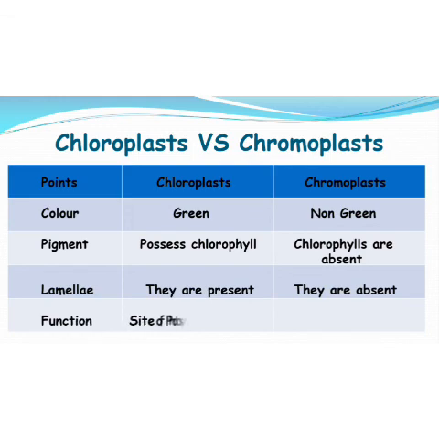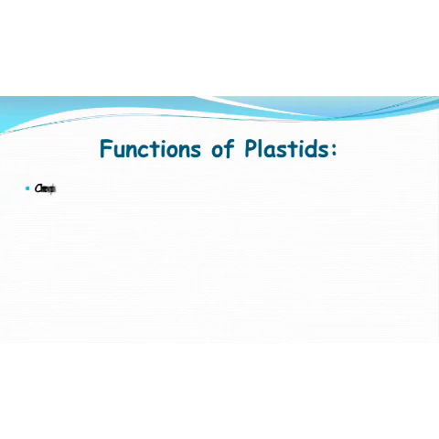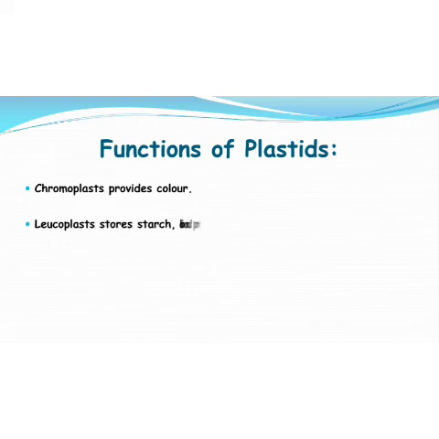If we talk of function, chloroplasts are the important organelle or type of plastid which is the site of photosynthesis, whereas chromoplasts, which are also important, give coloration to organs, right? In the next slide we will talk about functions of plastids. The first one, as we have discussed, chromoplast provides color. It gives all the different types of color to various parts of the plant, whereas leucoplasts help in storage of starch, oil as well as proteins, right?